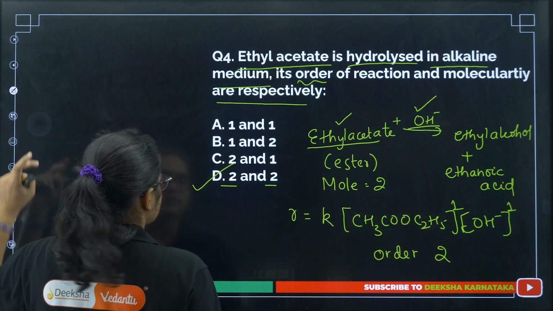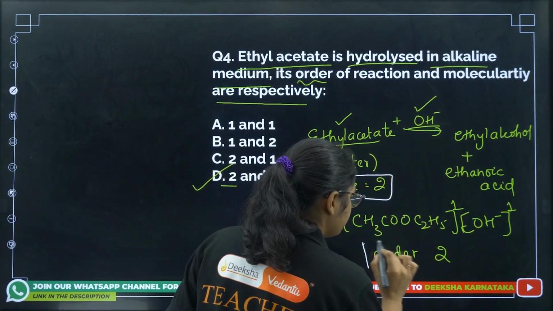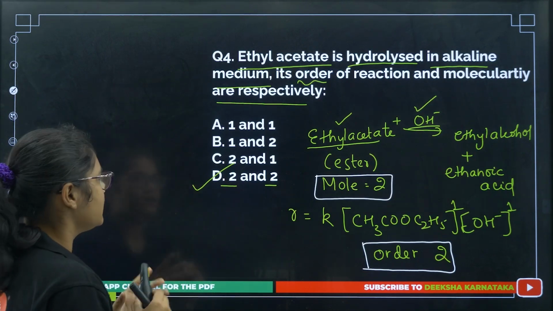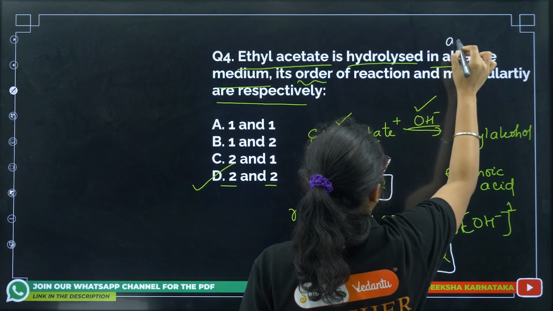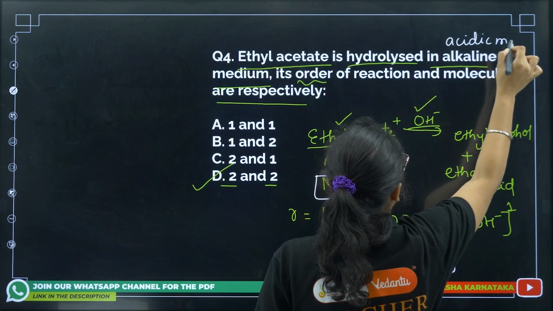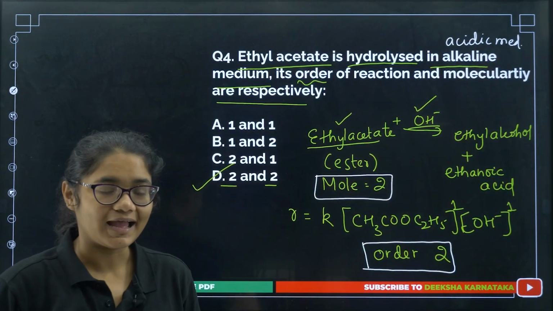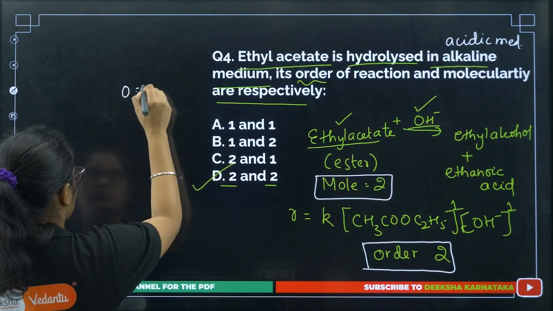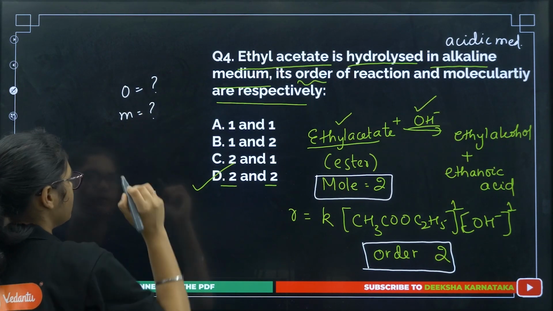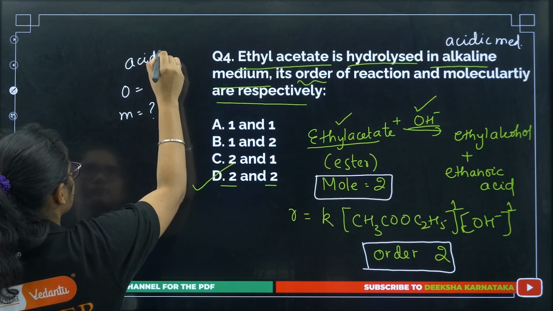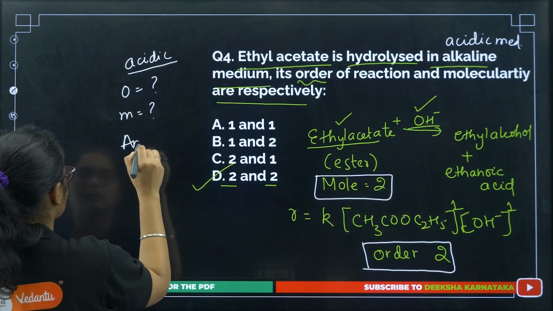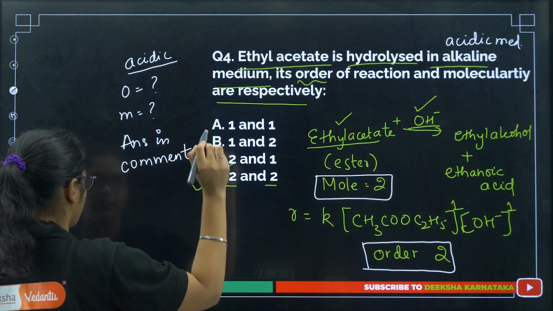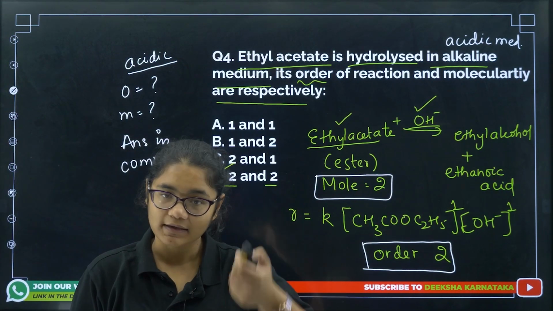Now I'll give you one homework question. In the test also, one homework question is assigned. If this reaction had taken place in the acidic medium, what will be the order and what will be the molecularity? Order and molecularity you need to tell in acidic medium. Answer in the comment section. I want all of you to answer this question in the comment section.